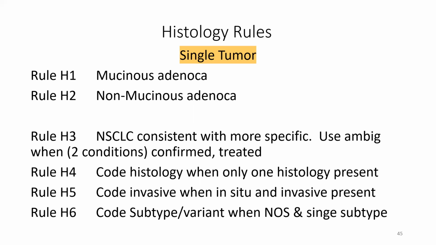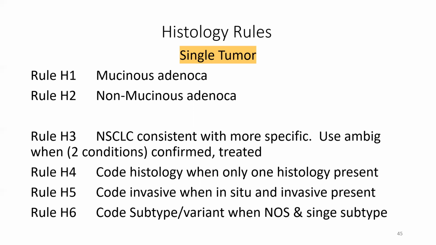H4, code the histology when you only have one histology present. Again, this is when you don't have a complex case, you've got one histology. Note 1 in H4 says go to table 3, get your histology and code it. Rule H5 is the invasive, code invasive when you have in situ and invasive present. So once you have invasive, you can pretty much ignore the in situ.